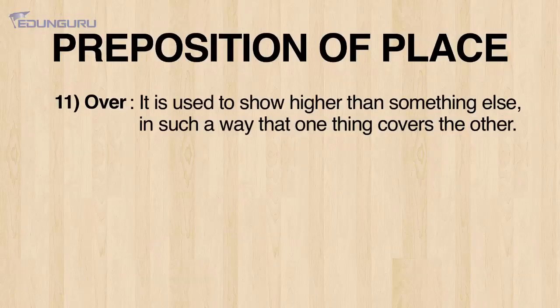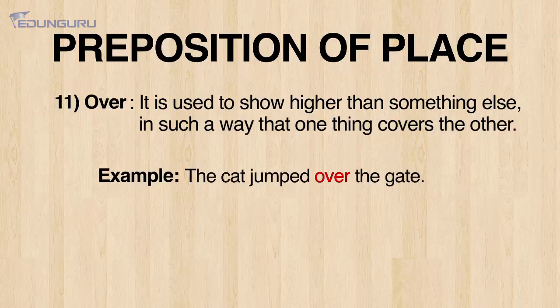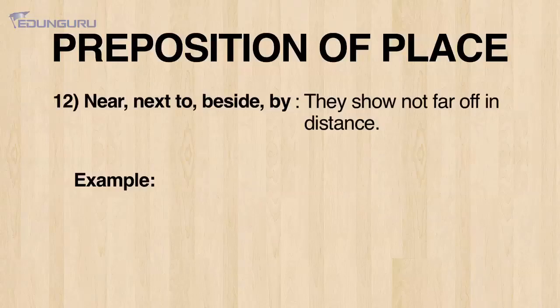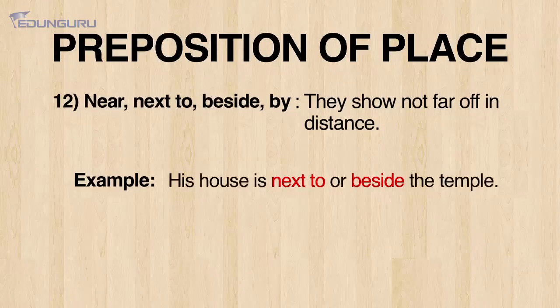Going on to the 11th one, over. Now, we use over to show higher than something else in such a way that one thing covers the other. For example, the cat jumped over the gate. Now, the 12th one, near, next to, beside or by, shows not far off in distance. For example, his house is next to or beside the temple.